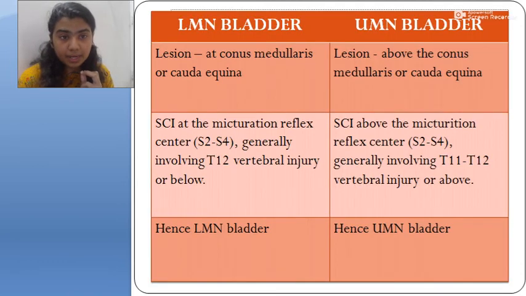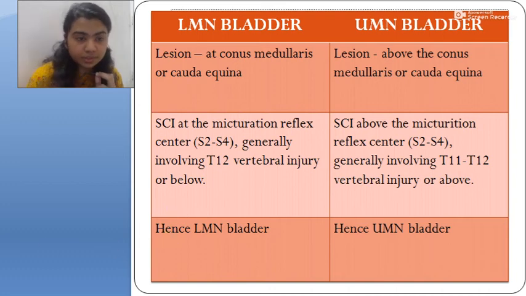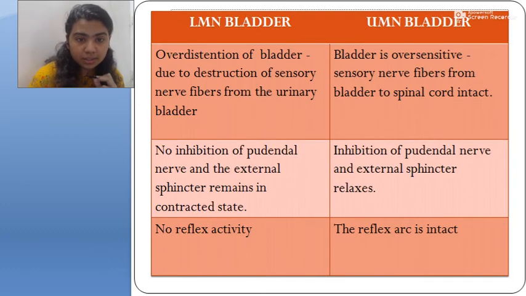Here is the difference between the LMN and the UMN type of bladder. As I have previously mentioned, the lesion at the conus or the cauda, and the lesion above the conus or cauda. Here the same center, see, this is a very important part: if it is involving a T12 vertebral injury or below, then it will be LMN, and if it is involving T12 injury or above, then it is UMN, because at the T12 level there comes the lower part of the lumbar to sacral region. So here there can be a chance of damage to the sacral roots, right? Here are the signs and symptoms that we have already discussed.